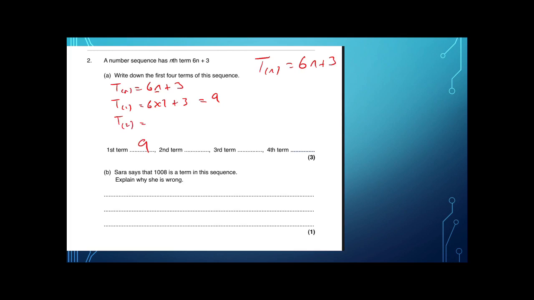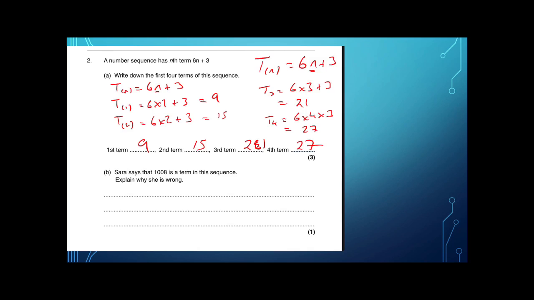T2, so n is 2. 6 times 2, add 3. 6 times 2 is 12, add 3 is 15. Second term is 15. T3, n is 3. 6 times 3 plus 3, 18 plus 3 is 21. 21 there. And the fourth term, n is 4. 6 times 4, add 3. 6 times 4 is 24, add 3 is 27.